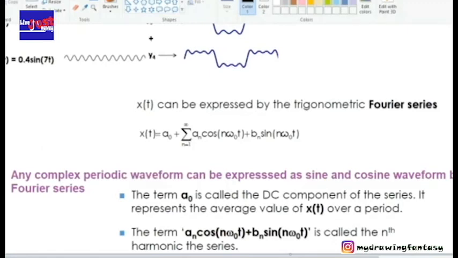The term a0 is called the DC component of the series. It represents the average value of x(t) over a period. The terms an cos n omega 0 t and bn sin n omega 0 t are called the nth harmonic of the series.